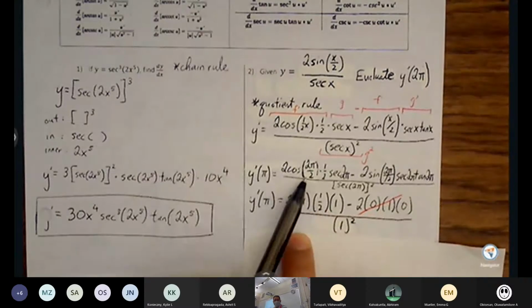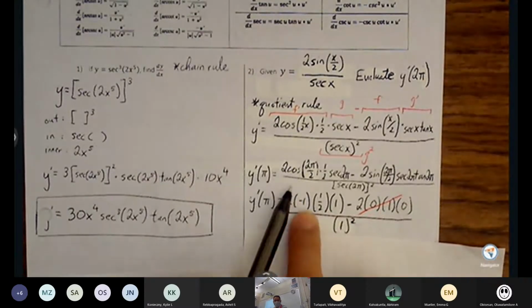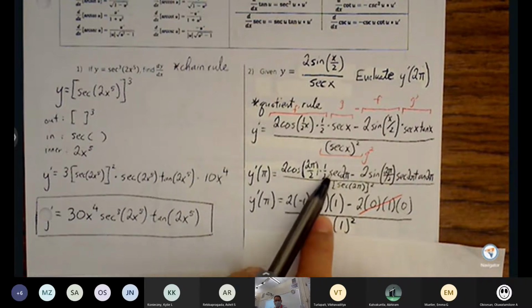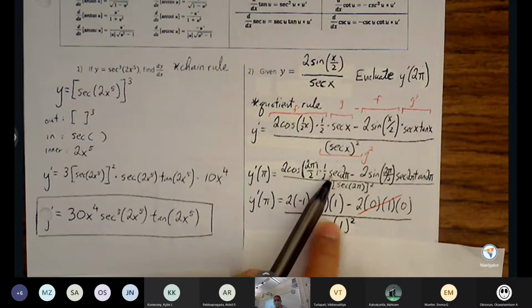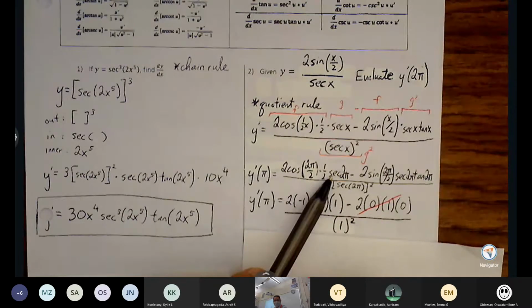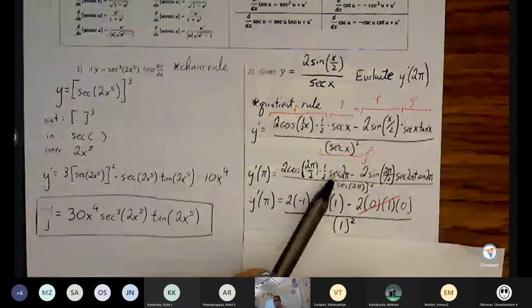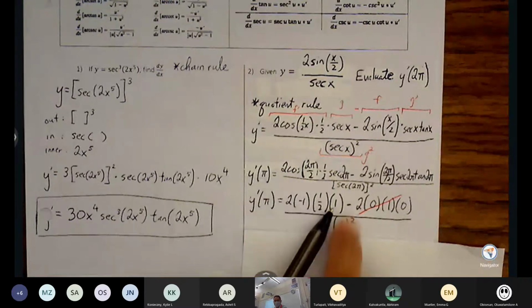So 2 pi over 2 is the same thing as pi. So cosine of pi is -1. If you want to enter this in the calculator, make sure you're in radian mode. 2 stays, this becomes -1, 1/2. Secant of 2 pi, right? So I like to think in terms of cosine. Cosine of 2 pi is 1. So the reciprocal of cosine is secant. The reciprocal of 1 is still 1.